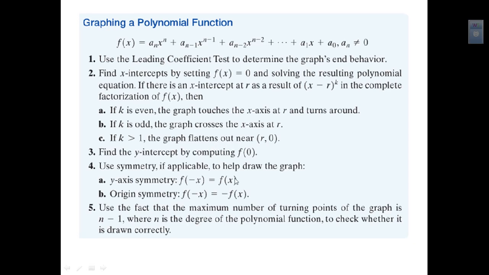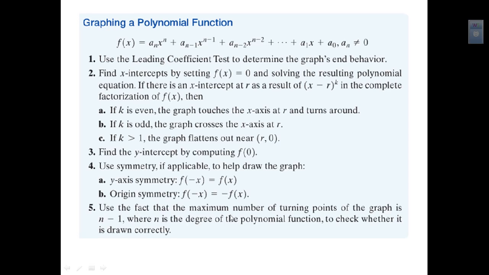All right, then you're going to find the y-intercept by computing f of 0. And then use any symmetry, if you have any, to help draw the graph. Y-axis symmetry, f of negative x equals f of x. Origin symmetry, f of negative x is equal to negative f of x. Those are from even and odd functions.